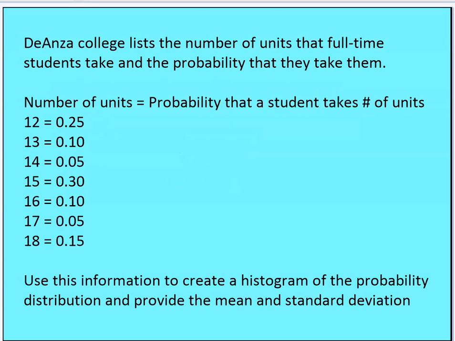All right, so let's take some examples. De Anza College lists the number of units that full-time students take and the probability that they take them. So 12 units, probability is 0.25, 13 units, 0.10, 14 units, 0.05, 15 units, 0.030, and so on. I want to use this information first to create a histogram of the probability distribution and provide the mean and standard deviation. Then we're going to perform some transformations on this distribution in order to see what happens.